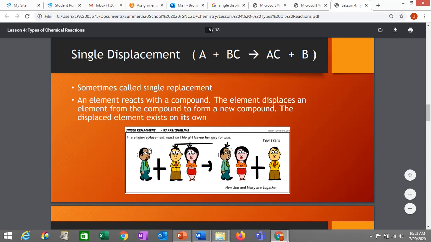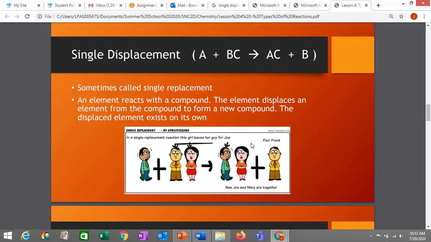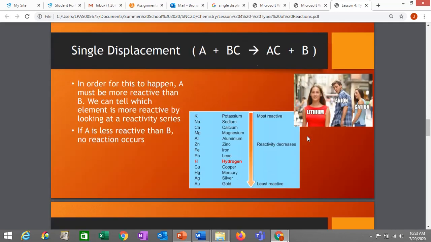And so they often explain this with this kind of analogy. So imagine we have a couple here, and then you have this person over here who is much, much more attractive, and so he is able to displace poor Frank over here, and we have a new couple. So this analogy, it's kind of goofy, but the reason I think that we use this analogy is because it actually explains something else that you have to know about this process. And that's that single displacement reactions aren't always going to happen. In order for the reaction to happen, A must be more reactive than B.